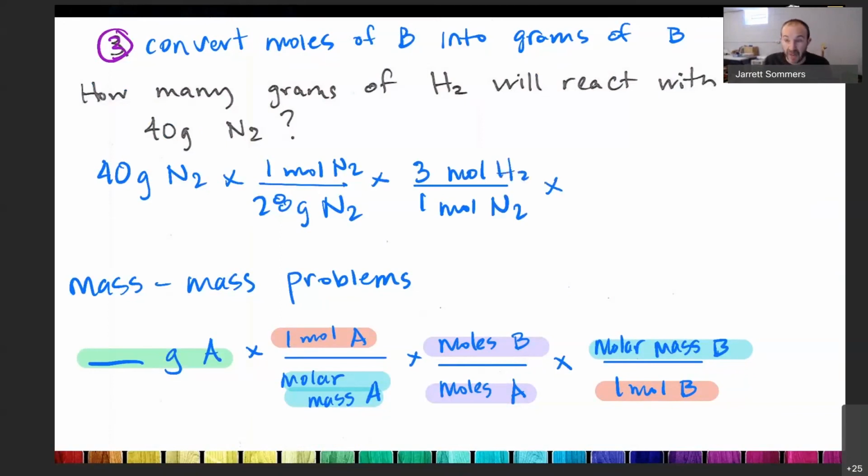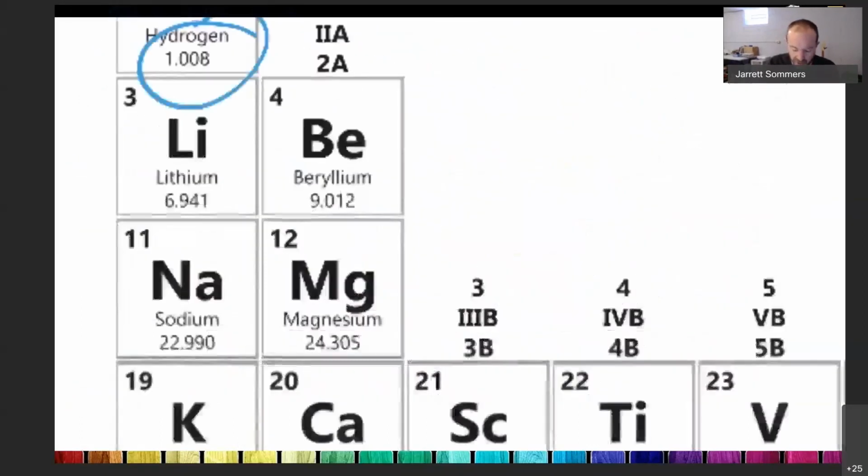And then finally, I want my answer in grams of hydrogen, so I use the molar mass of hydrogen. The molar mass of hydrogen is 1 plus 1, so you're saying 2 grams of H2 equals 1 mole of H2. Don't get fooled there. You have to add up 2 hydrogens, not just one of them, and each hydrogen is worth 1, as you can see right there.